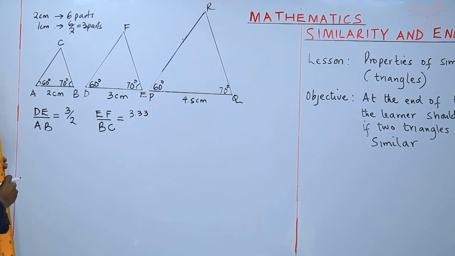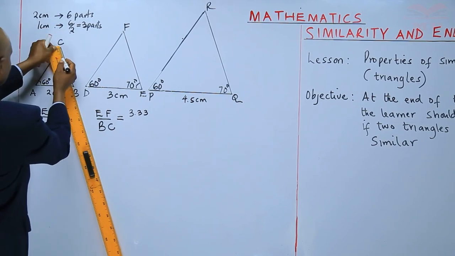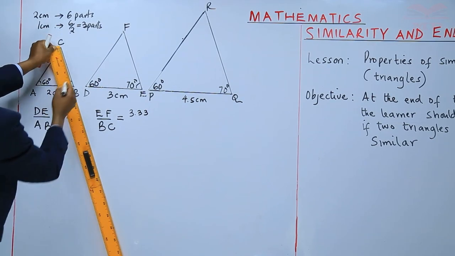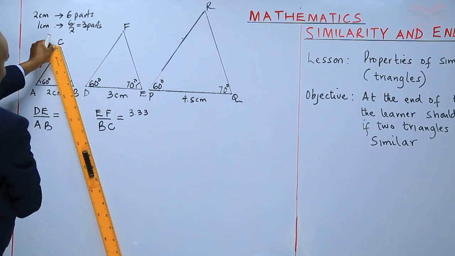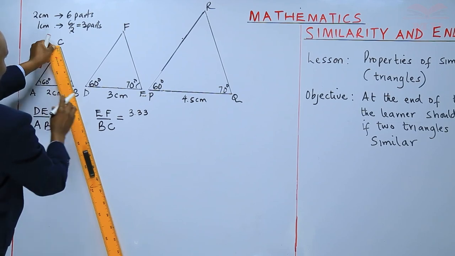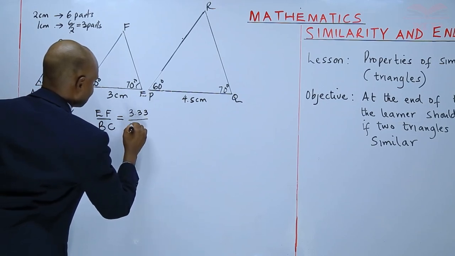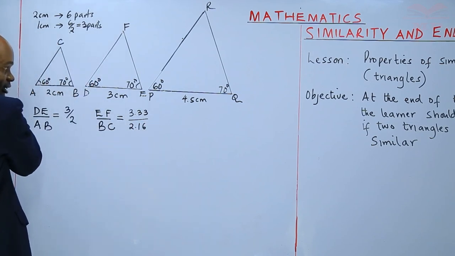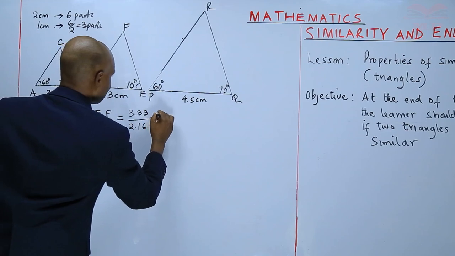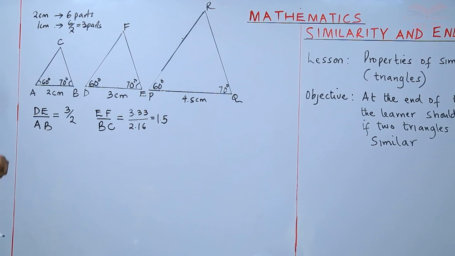I'll also come here, BC. So 1, 2, 3, that is 1 centimeter. 1, 2, 3, another centimeter. So I'm actually having almost 2.1666. So that still gives me 1.5. This is a clear indication that the two triangles are similar.